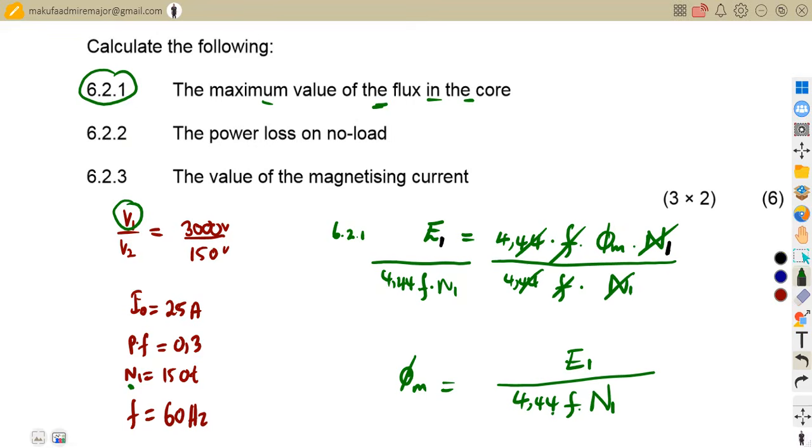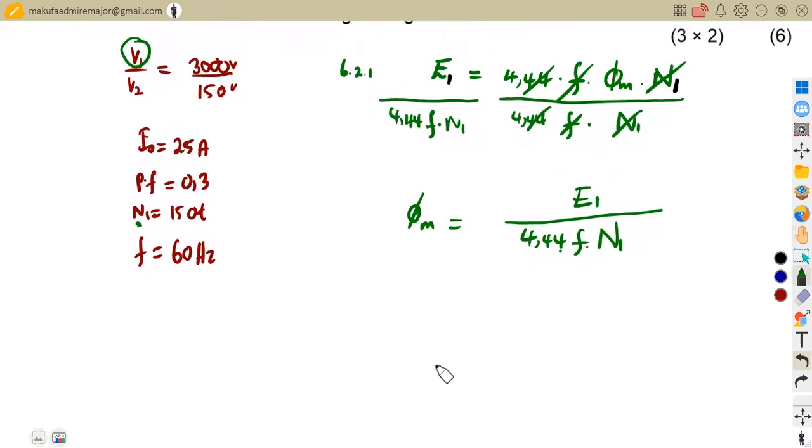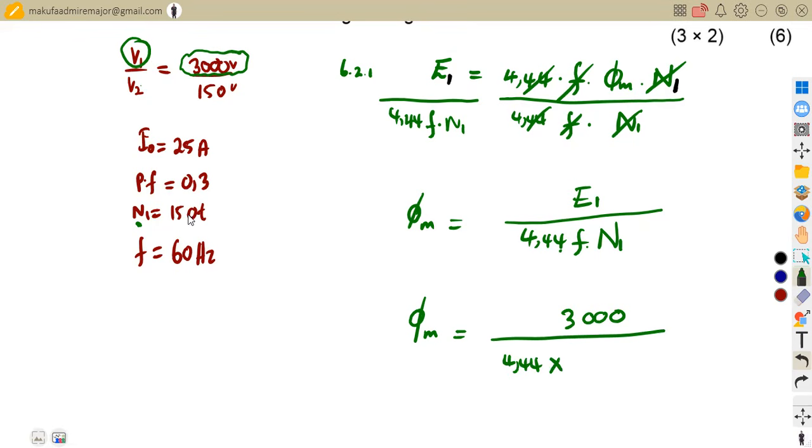Since we are taking the voltage from the primary, the number of turns should be from the primary. If you take from the secondary, the number of turns must be from the secondary also. So the voltage is the one we are given, V1 over V2. That is 3000 over 4.44 times the frequency, 60 hertz, times the number of turns in the primary, which is 150 turns.